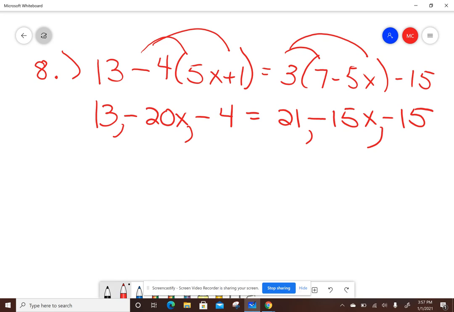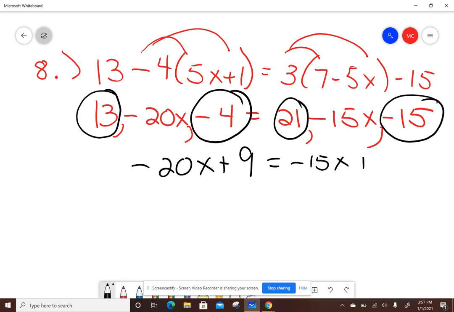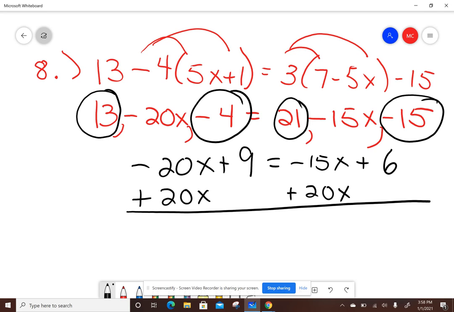My like terms here are a 13 and a negative 4. So that becomes negative 20x plus 9. And I have a positive 21 and a negative 15, which is a positive 6. And now I could either add 15 to both sides or add 20 to both sides. Well, last time I kept the variable on the left. This time I'll add 20x to both sides because it doesn't matter which way I do it.